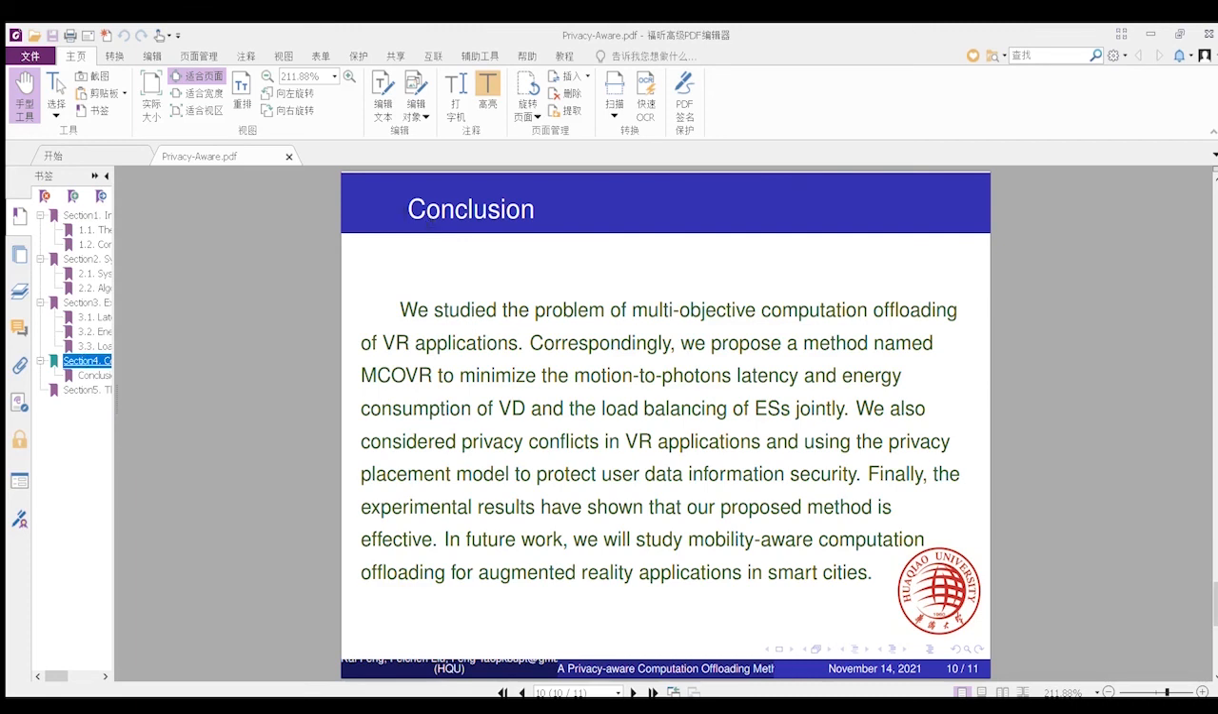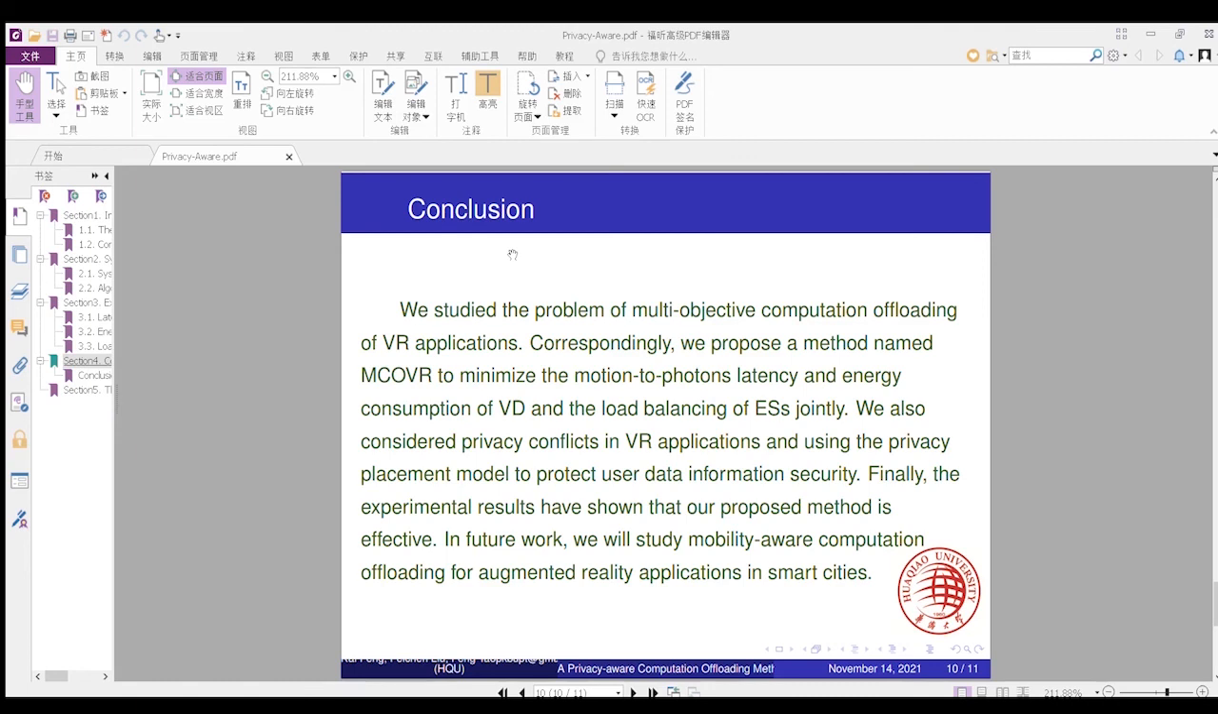Finally, we come to the conclusion of this paper. We studied the problem of multi-objective computation offloading for VR applications. Correspondingly, we propose the method named MCO-VR to minimize motion-to-photon latency and energy consumption of VR devices and the load balancing of edge servers jointly. We also consider the privacy conflicts in VR applications and use a privacy placement model to protect the user data and information security. Finally, the experiment results have shown that our proposed method is effective.